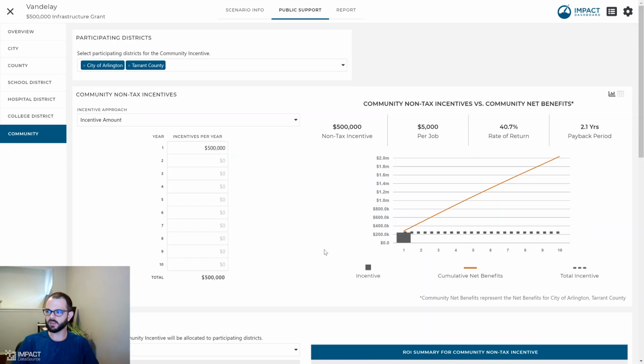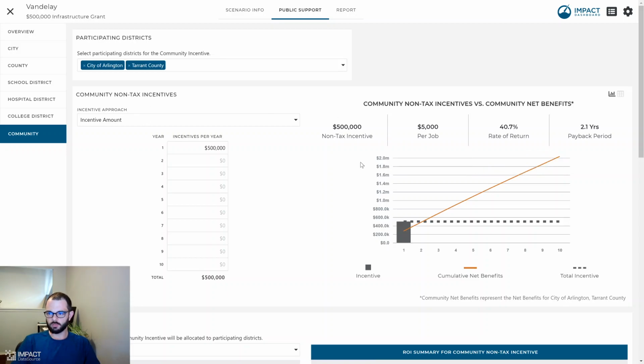And again, we can compare that to the rate of return, or calculate a rate of return and a payback period against those two jurisdictions combined. And so in this case, we can see that that's a 2.1 year payback period. So it's a little bit shorter than if it were only the city's net benefits contributing to that rate of return. And so again, what we're seeing is a community non-tax incentive against the community net benefit. And you can see that is $2 million that are the benefits to the city and the county.